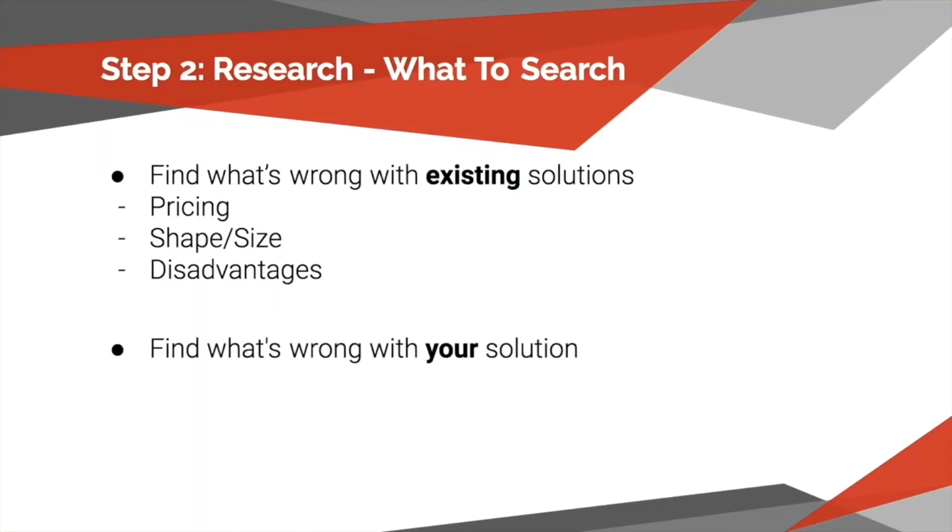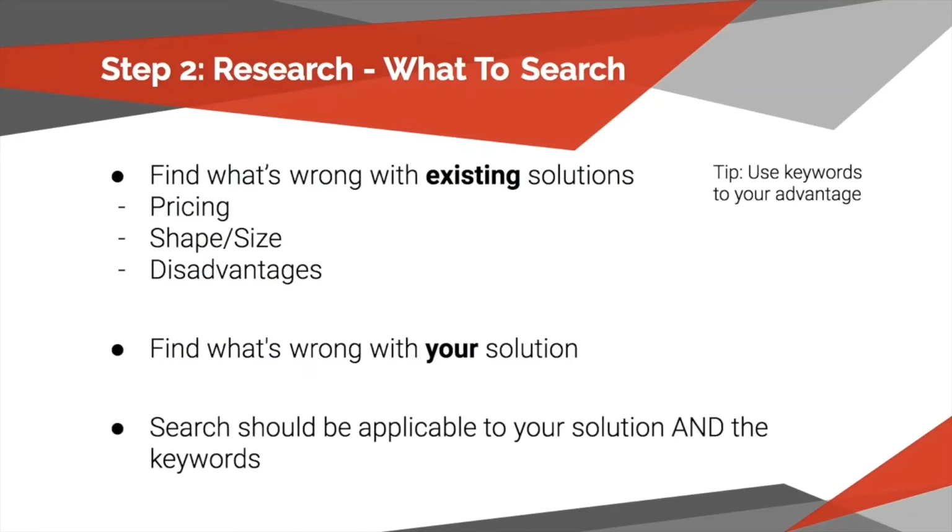Next, you want to find something wrong with your solution. Try to find something online that is similar to your solution and find something wrong with it. Remember, you're not going to find your exact solution online since your solution is unique, but you never know what you can find online, and maybe you'll find something related to your solution that you can use to make sure your solution works. A general tip: when searching, search for something that applies to your solution and the keywords.